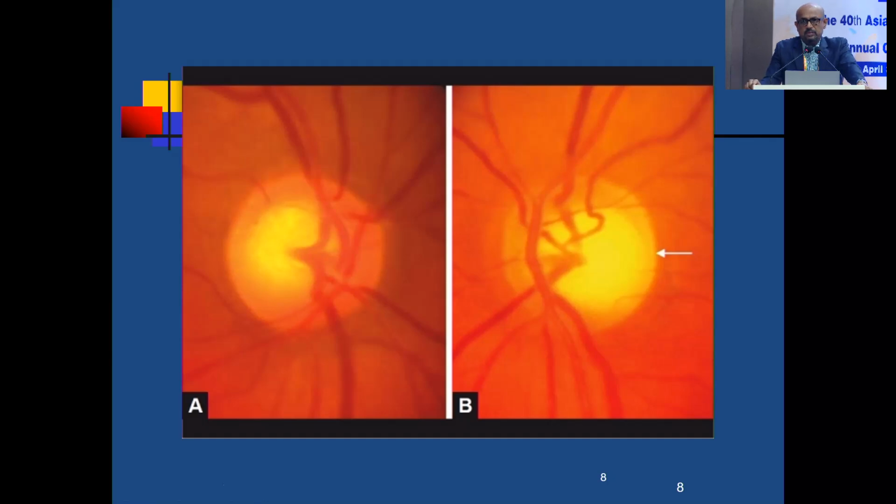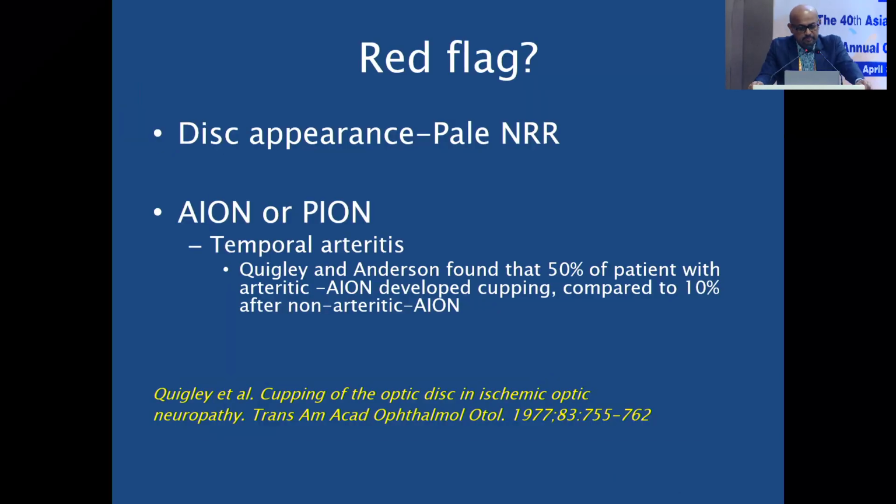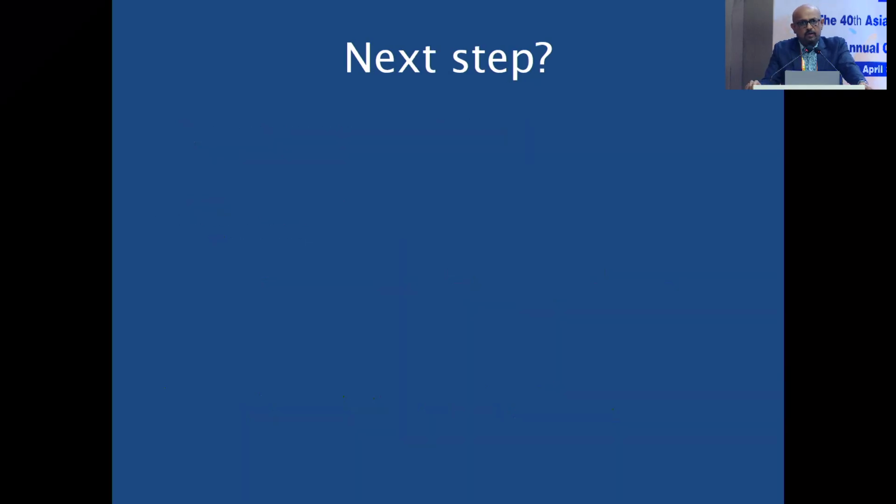So in a patient with a large cupping, if it's because of glaucoma, the neuroretinal rim will continue to remain pink till very late in the disease. So the red flag in that case would be a pale neuroretinal rim. Now what do we do next? How do we confirm? We already are suspecting, in cases like this where you have a pale neuroretinal rim and a large cup, that this may be a non-glaucomatous cupping. How do we confirm? What do we do next?